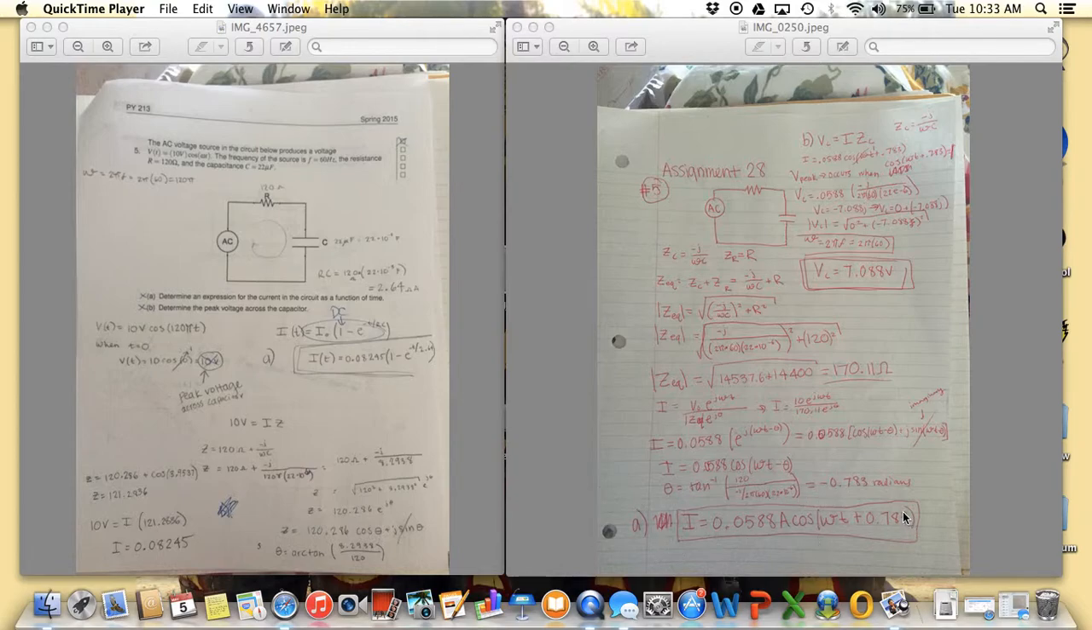And we can rewrite that. The current in terms of time is equal to 0.0588 amps cosine omega t plus 0.783.